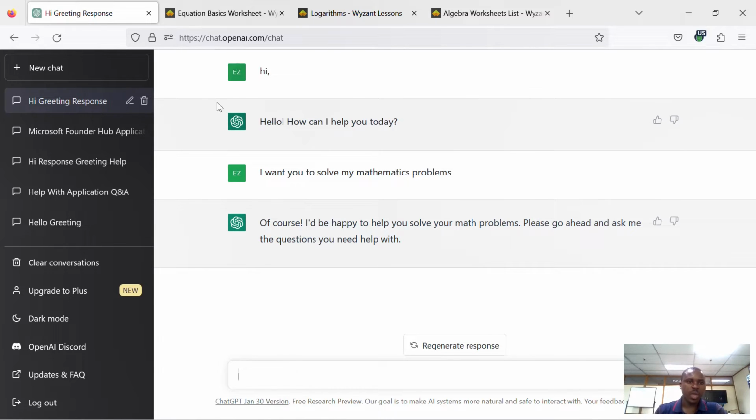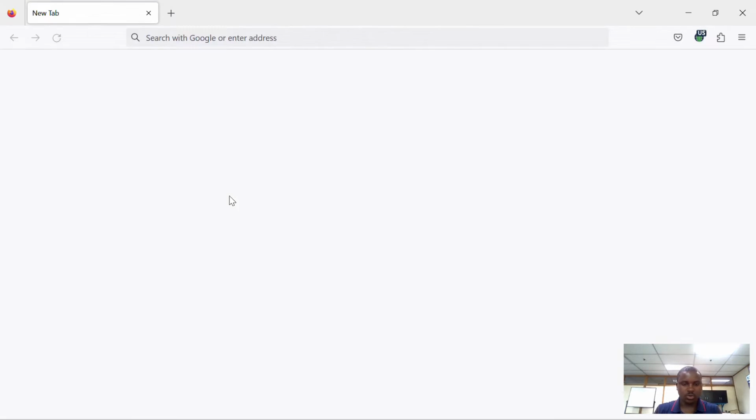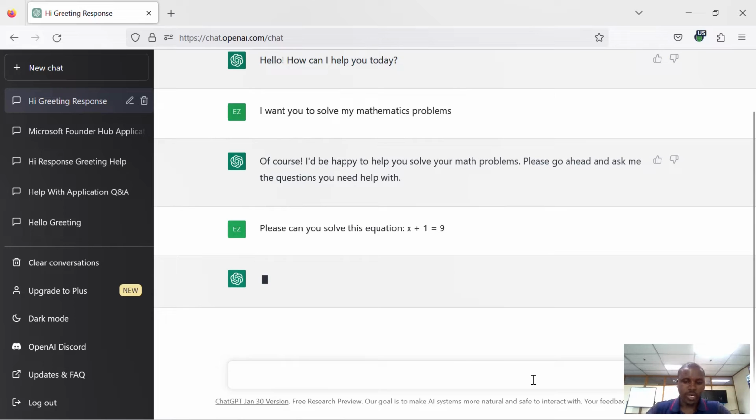So from here, I'm just going to copy this question, which is the equation x plus 1 is equal to 9. So I'm just going to ask it, please can you solve this equation, and let me see what you are going to get.